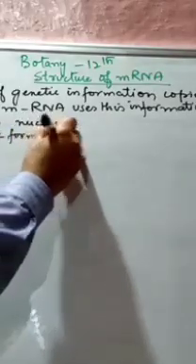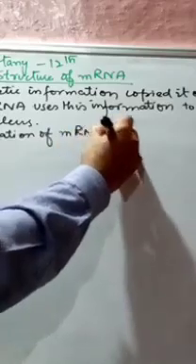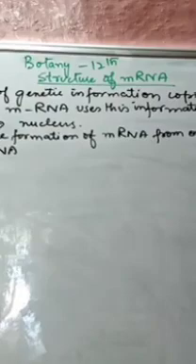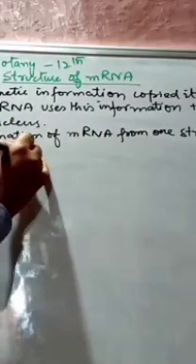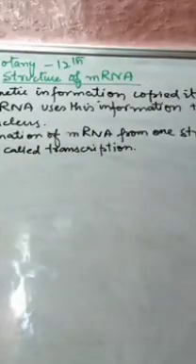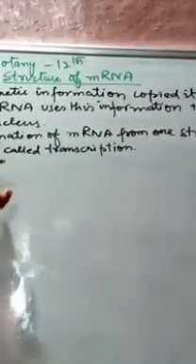Now, the formation of mRNA from one strand of DNA. We know that DNA is double-stranded. The formation of mRNA from one strand of this DNA is called transcription. So the formation of mRNA from one strand of DNA, because we know that DNA is double-stranded, is called transcription.